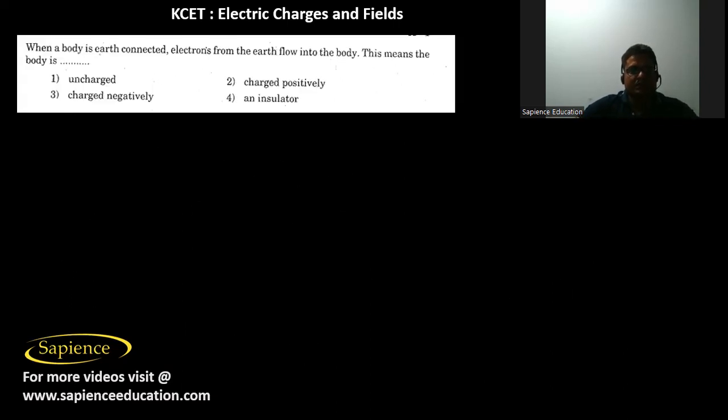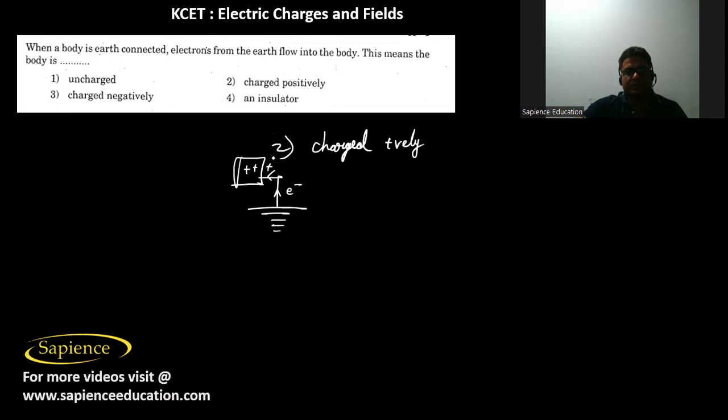Then here it is told when a body is earth connected, electrons from the earth flow into the body. This means the body is positively charged. Why? If a body is positively charged, then only when it is earthed, since it has a deficiency of electrons, electrons from the earth will flow to the body and make it neutral. So it means the body is charged positively. So option 2 is the correct answer.